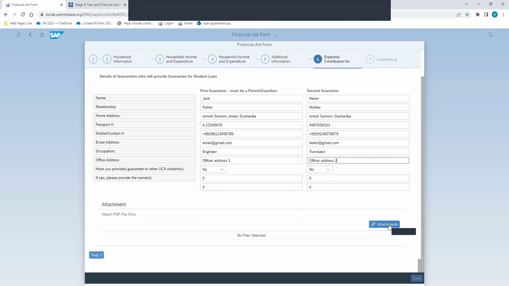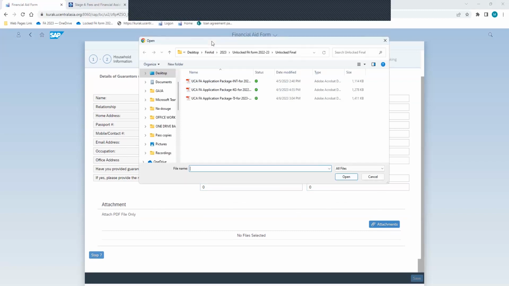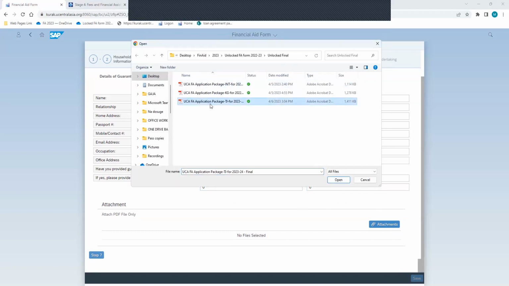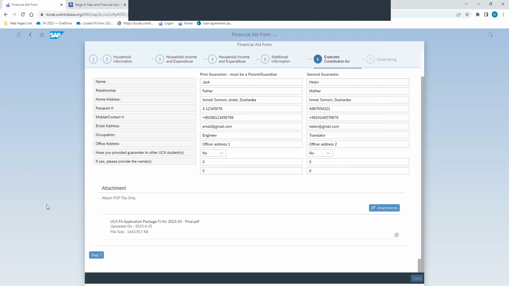Attachments might be the documents that we are requesting. I'm coming to them in the next step, but here let's assume that I'm attaching a document, and please attach them in PDF format. So I combined all my documents in one, or they might be some separate documents, and I'm attaching them. So I've uploaded a file, and then I'm going to step 7.